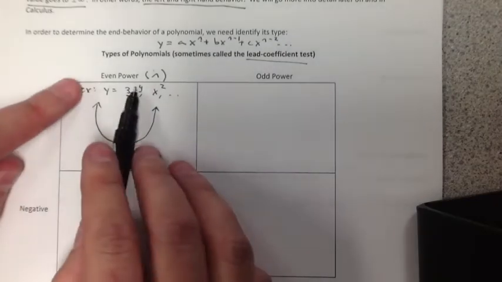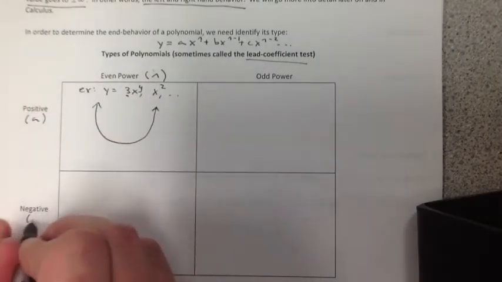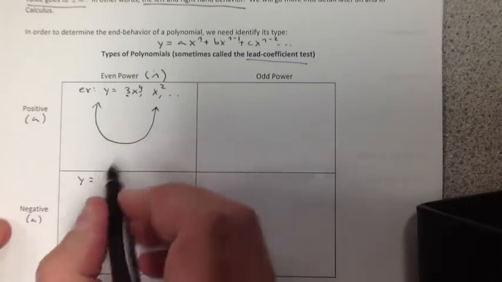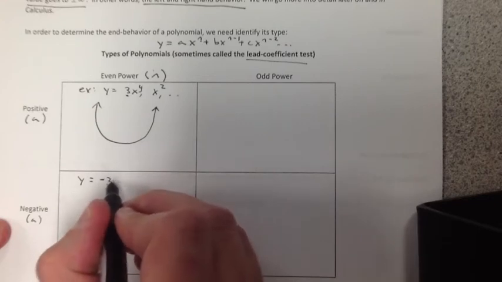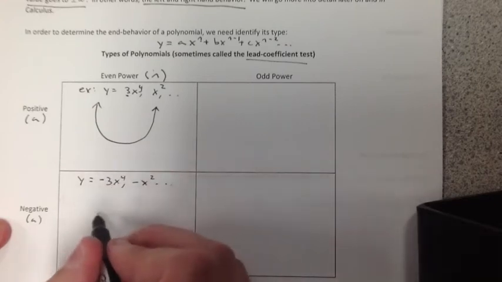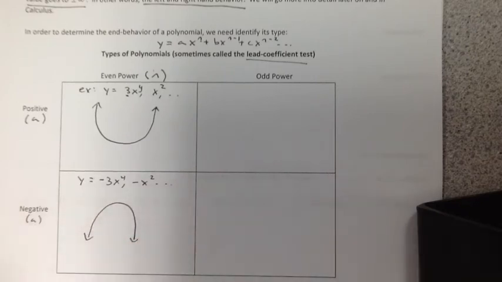Now, if the power is even and the coefficient is negative, then what happens is we flip it. We get a vertical reflection. This might be something like negative 3x to the fourth or negative x squared, and so on and so forth. These look like an n, an upside down parabola.